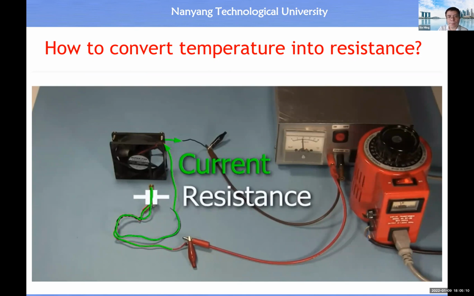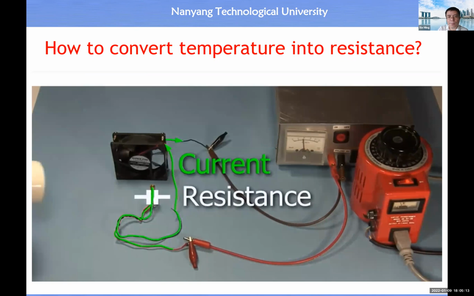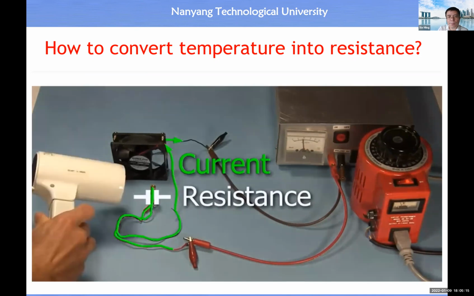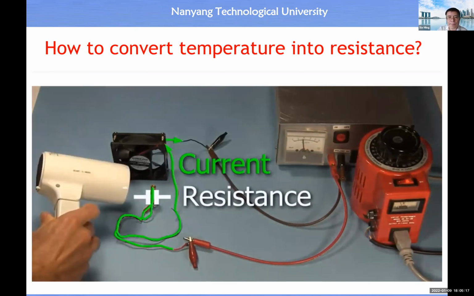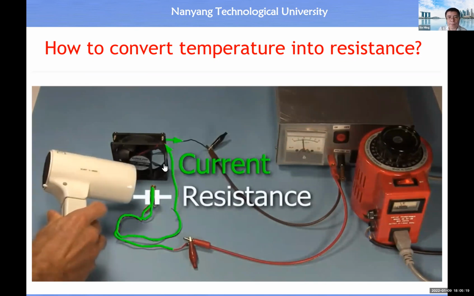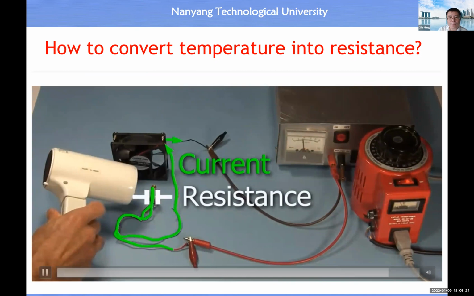Now I use this hair dryer to heat up the thermistor. That causes the thermistor's resistance to decrease. As it decreases, the current increases. And when the current's high enough, the fan starts spinning. Notice that the fan is blowing on the thermistor, making it cool off more quickly.